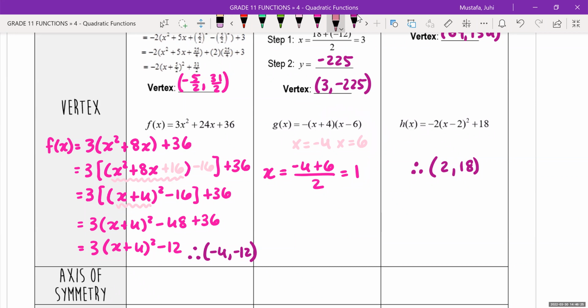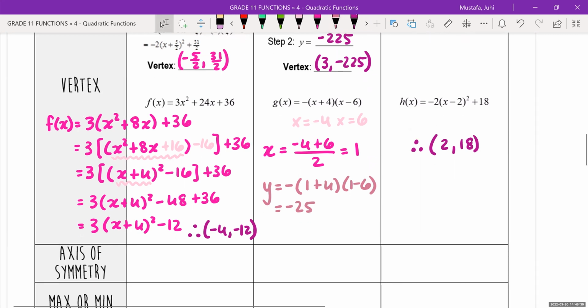Because we have the room, let's show this work. So y is going to be equal to negative 1 plus 4, 1 minus 6, which is going to give me negative 25. So therefore, my vertex is going to be 1, negative 25. Sorry, it is positive. Yep, you're right. Positive 25, and this is also going to be positive 25. Gave you a scare there.